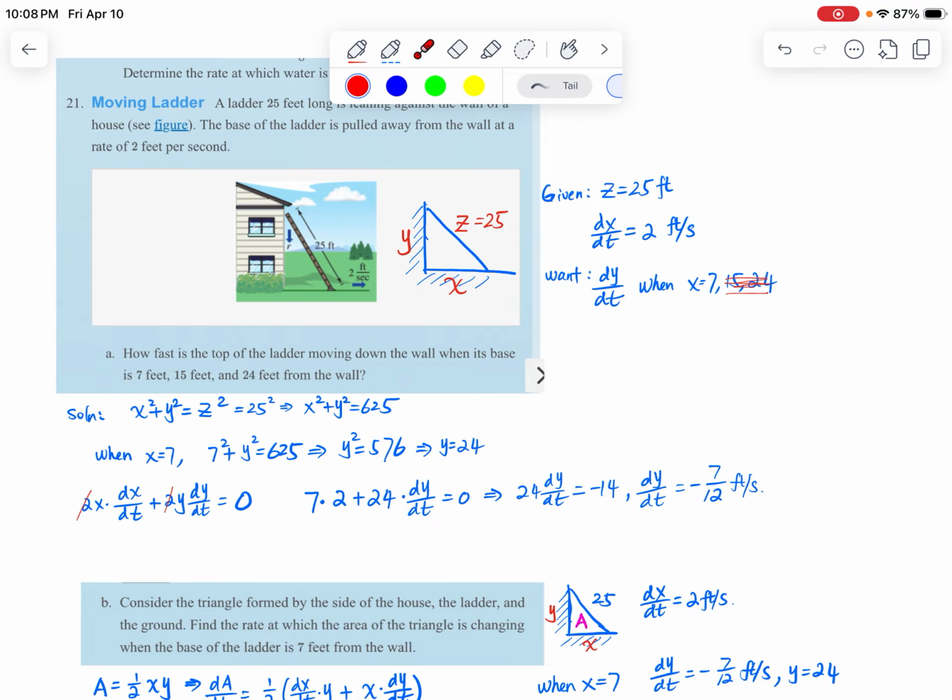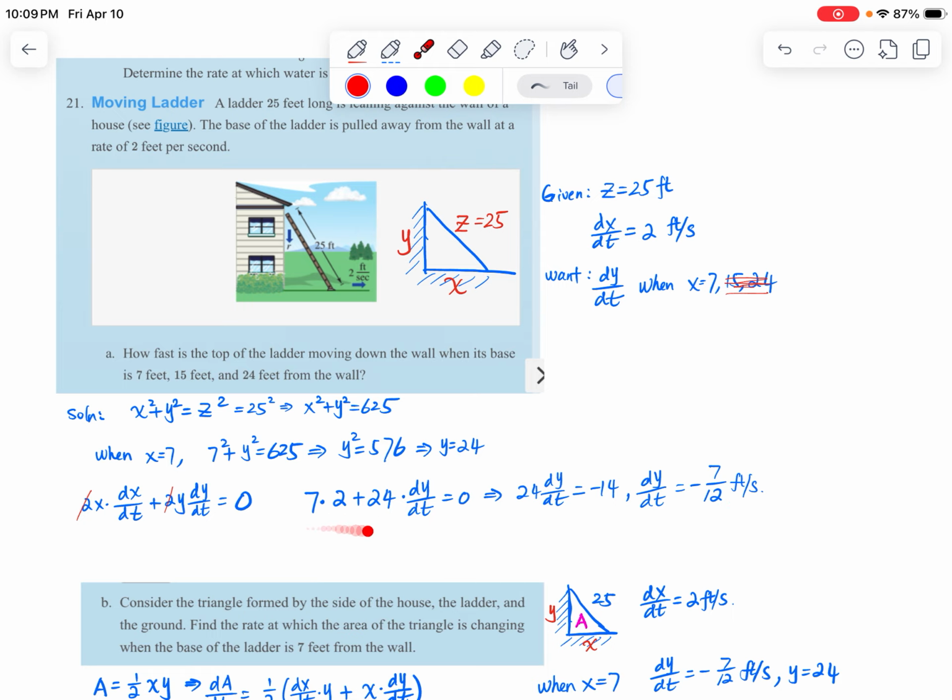After we find y, let's plug in all the values in this equation. X is 7, dx/dt is 2, and y is 24, and dy/dt is what we are trying to find. And then you can solve this equation quickly. And if I did not make any mistake, then it would be negative 7 over 12 feet per second. Now, how do you interpret this negative sign? That means this value y is shrinking. The negative means shrinking. The length of y is getting smaller. It's shrinking at the rate of 7 over 12 feet per second.